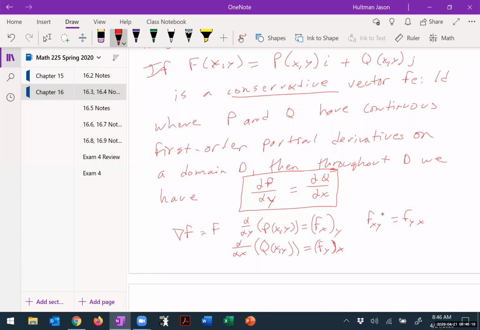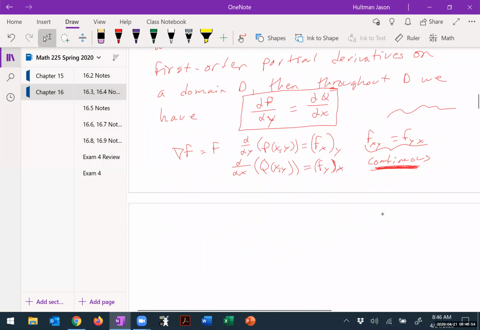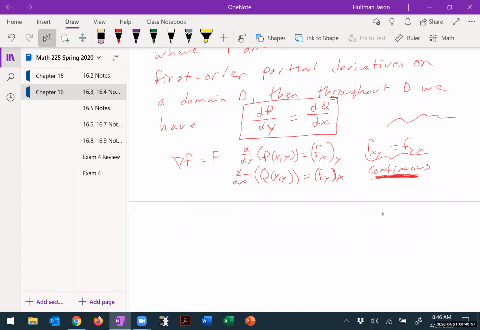Well, we saw that before when f was continuous. If it's a continuous function, it's a really nice function, then that is true. When we take our second order partial derivatives, xy and yx, they are equal if the original function was continuous. So just some goodness there. This is going to become very important to us in a minute.